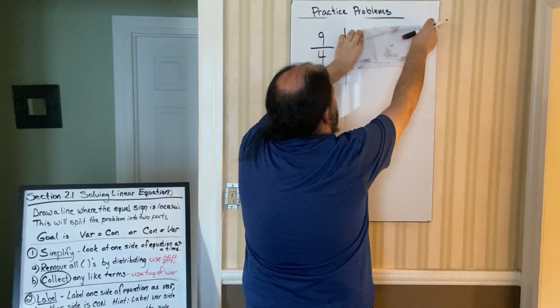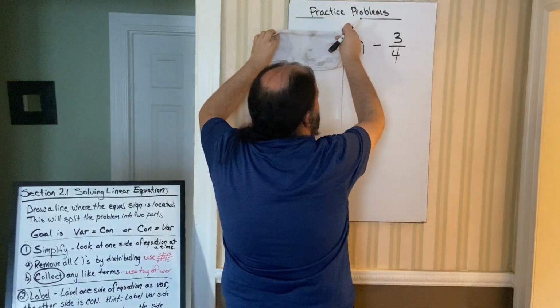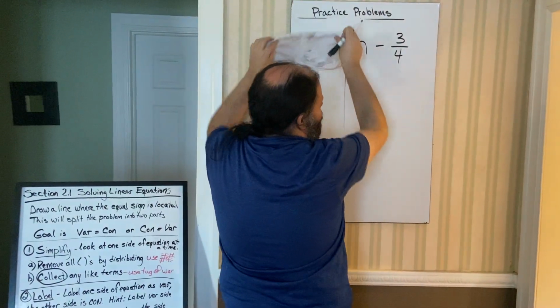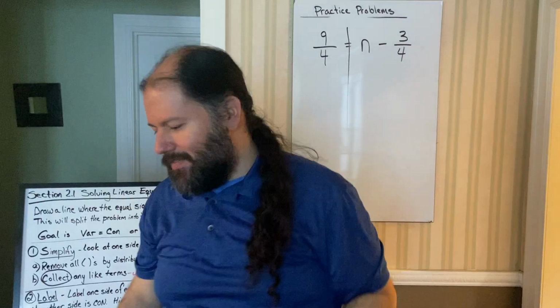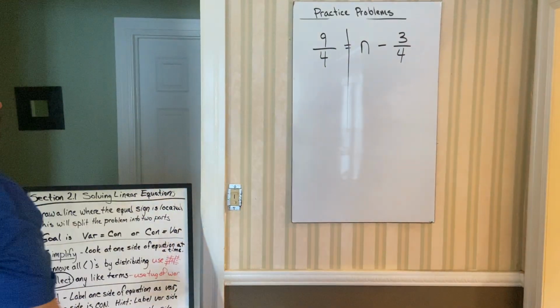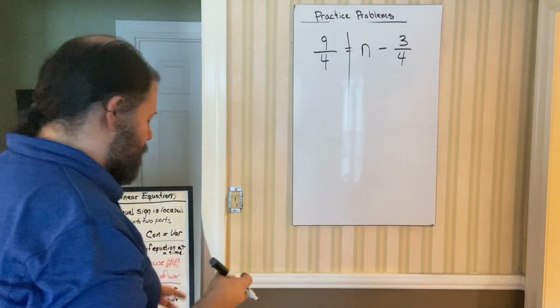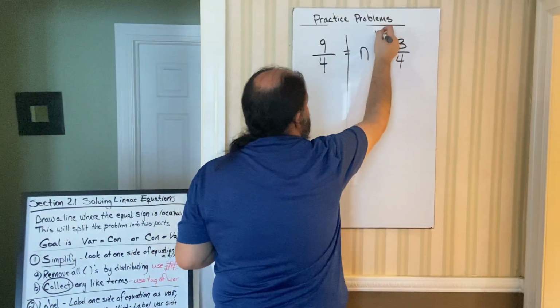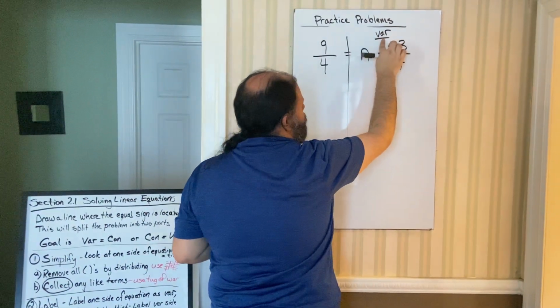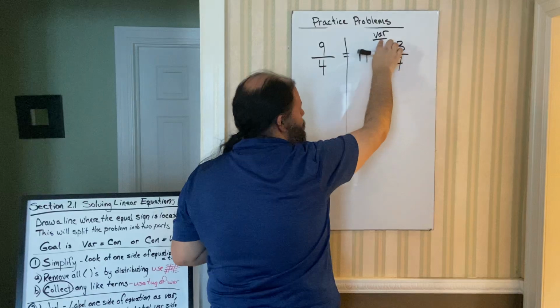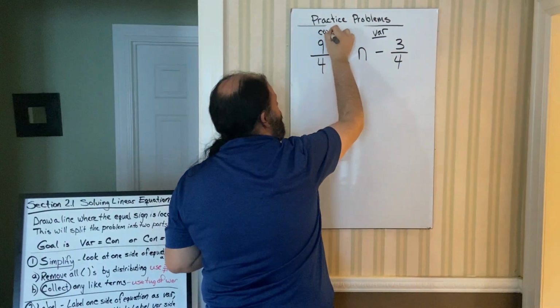No, there's nothing like when I cover up. So once you're done simplifying, labeling, well, the only side that has a letter happens to be over here, so that's easy. You can only have one side variable, so the other side must be, by default, constant.